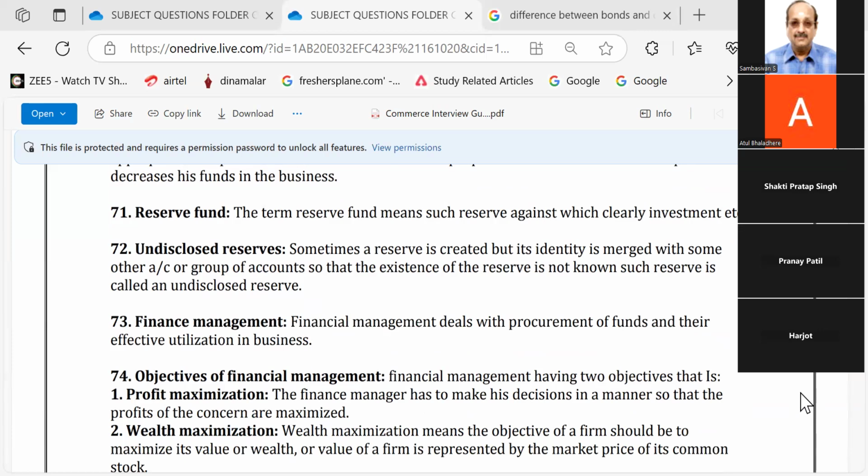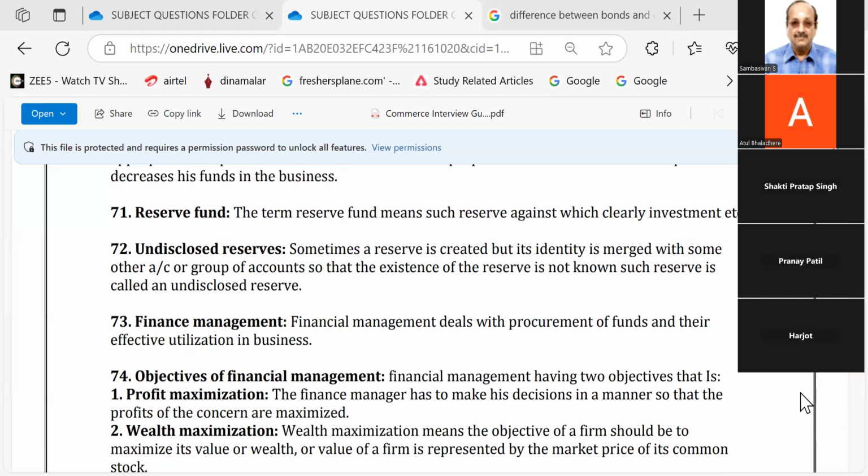Undisclosed reserves. Sometimes a reserve is created, but its identity is merged with some other account or group of accounts so that the existence of the reserve is not known. Such a reserve is called an undisclosed reserve. Please read again, even I am not able to follow. Sometimes a reserve is created, but its identity is merged with some other account or group of accounts so that the existence of the reserve is not known. Such a reserve is called an undisclosed reserve.